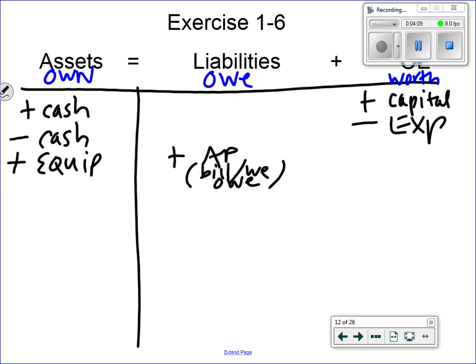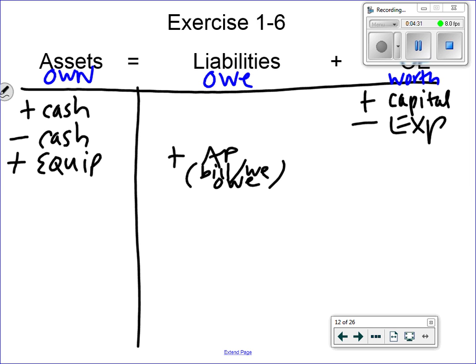Good question. When we buy something on account, that means we have not exchanged cash yet. Will cash eventually be exchanged? What will happen to AP? It'll go down. What will happen to cash? It will also go down. And we, I guess, aren't going to pay that bill just yet.